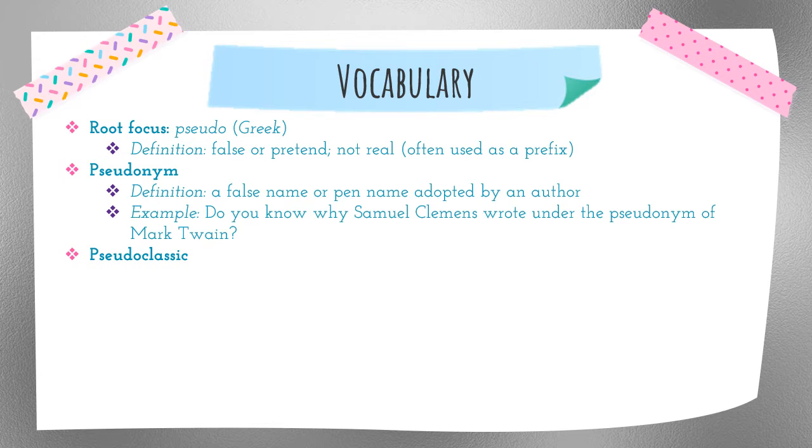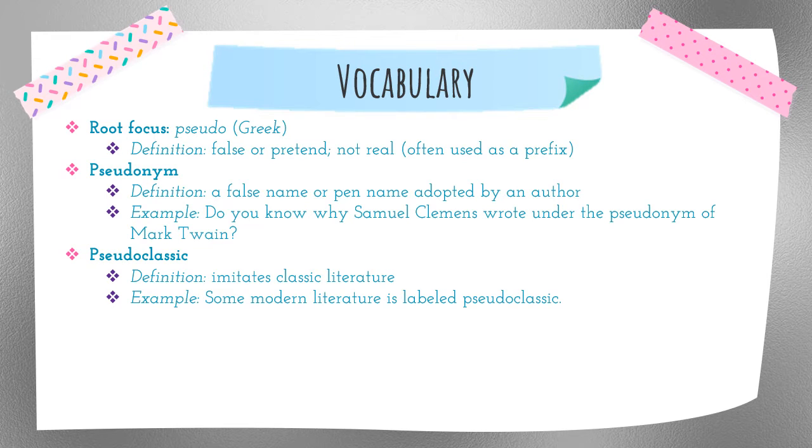Pseudo-classic. So you're thinking, okay, false classic? Basically, it means it imitates classic literature. So it's not actually classic literature, but it imitates it. It tries to sound as much like it as possible. For example, some modern literature is labeled pseudo-classic. So it's modern, it can't be classic, because something that's classic is something that has kind of endured the test of time. So it's modern, meaning it's from right now. So it can't be classic, but it sounds like classic literature.